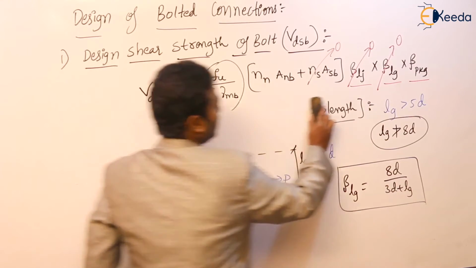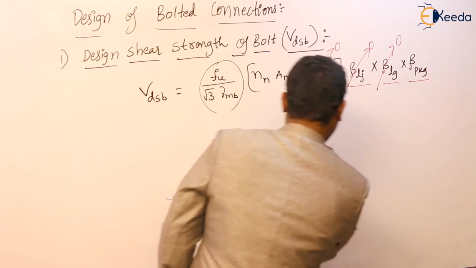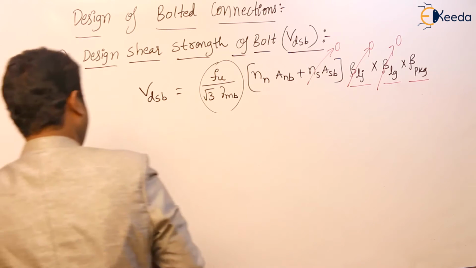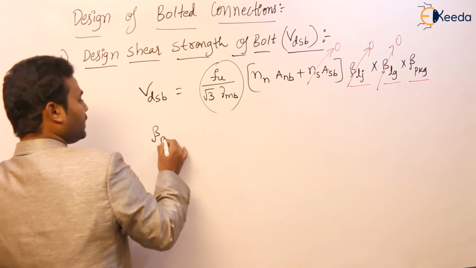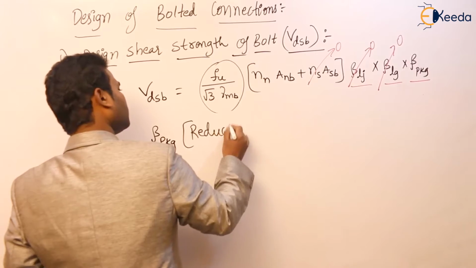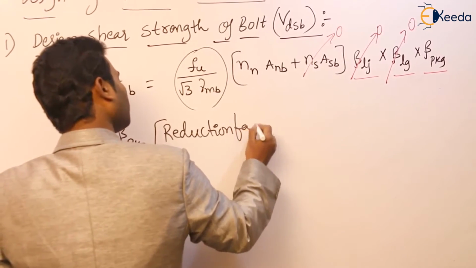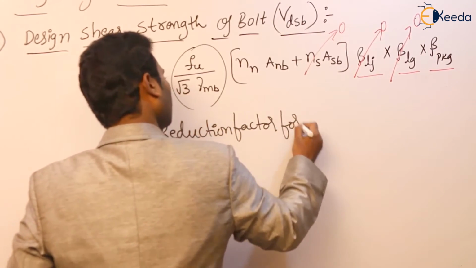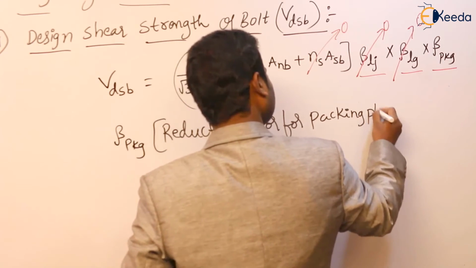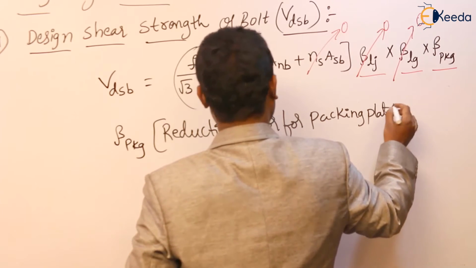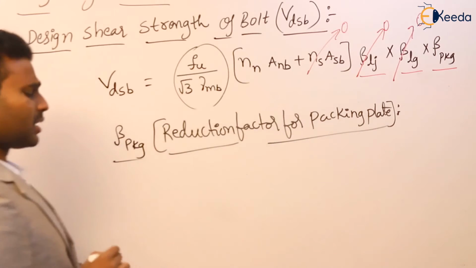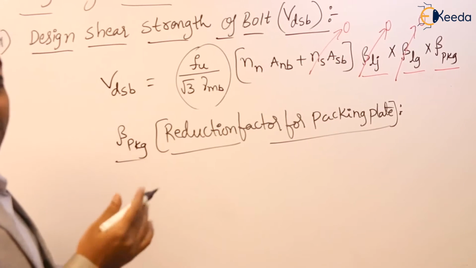Next. The next reduction factor here is beta PKG. This is the reduction factor for packing plate. What is meant by packing plate and when are we going to use it? Again, this also I'm going to explain with the diagram.